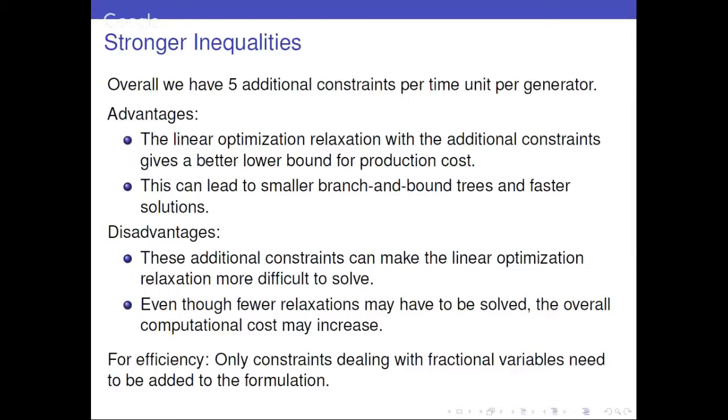So the advantages of this is that adding them will give us a better bound, which can help reduce the branch and bound trees. That's all pretty clear. The disadvantages is that you have more constraints, so it can make the problem more difficult to solve. And even though a tree is smaller, you may still actually take more computational time, depending on how hard it is to solve each node.